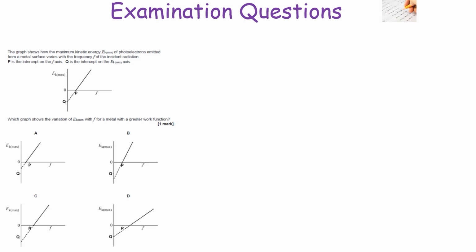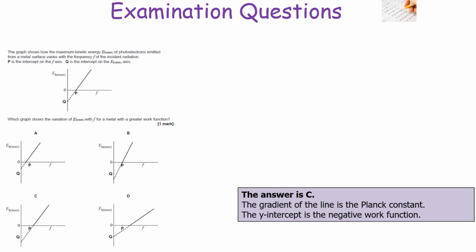Well, the answer for this one is C, because in the graph of kinetic energy against frequency, we know that the gradient of the line is Planck's constant, so the gradient has to remain the same as the graph given in the question, but the y-intercept is the negative work function. So if we've got a greater work function, we're going to have a more negative y-intercept. So you've got to choose a graph which has the same gradient as the one given in the question, but a more negative y-intercept. So that answer is C.